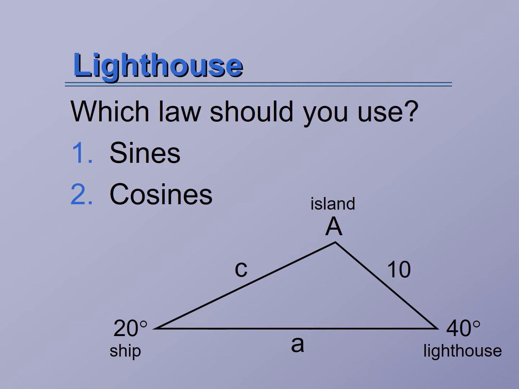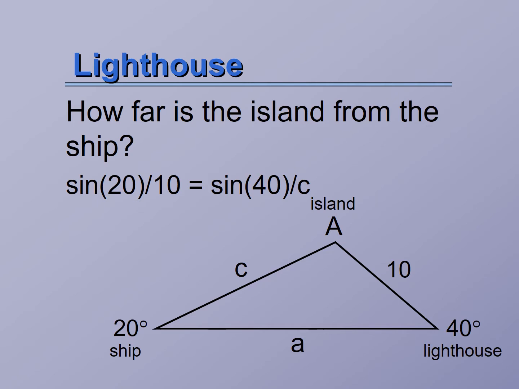Because you have the 20 degrees and the side opposite to it, remember if you have one known corresponding pair, you would want to use law of sines. In a proportion, sine of 20 over 10 would be equal to sine of 40 over c. To solve for c, we cross multiply, so c times sine 20 equals 10 sine 40. So c would be equal to 10 times sine 40 divided by sine 20, which gives us approximately 18.8 miles.